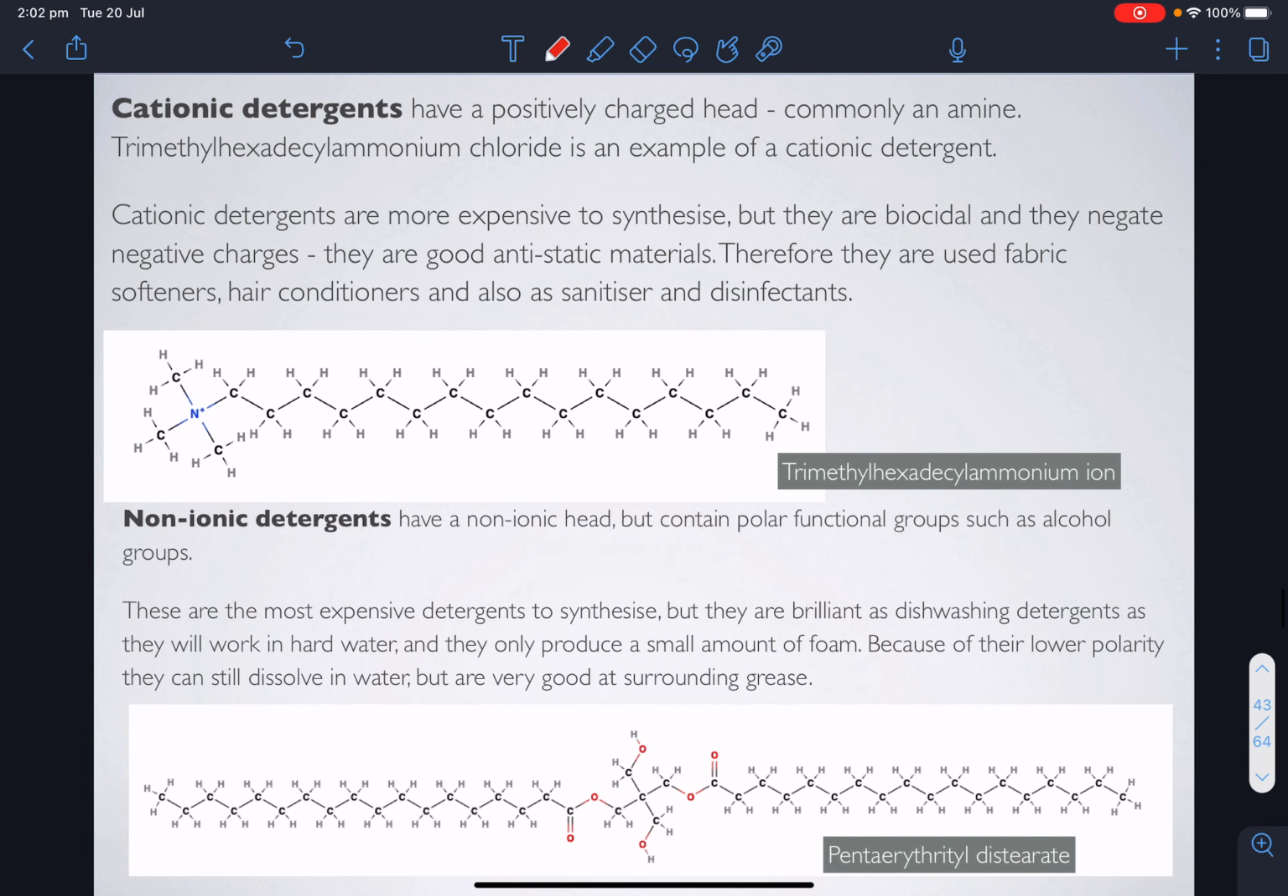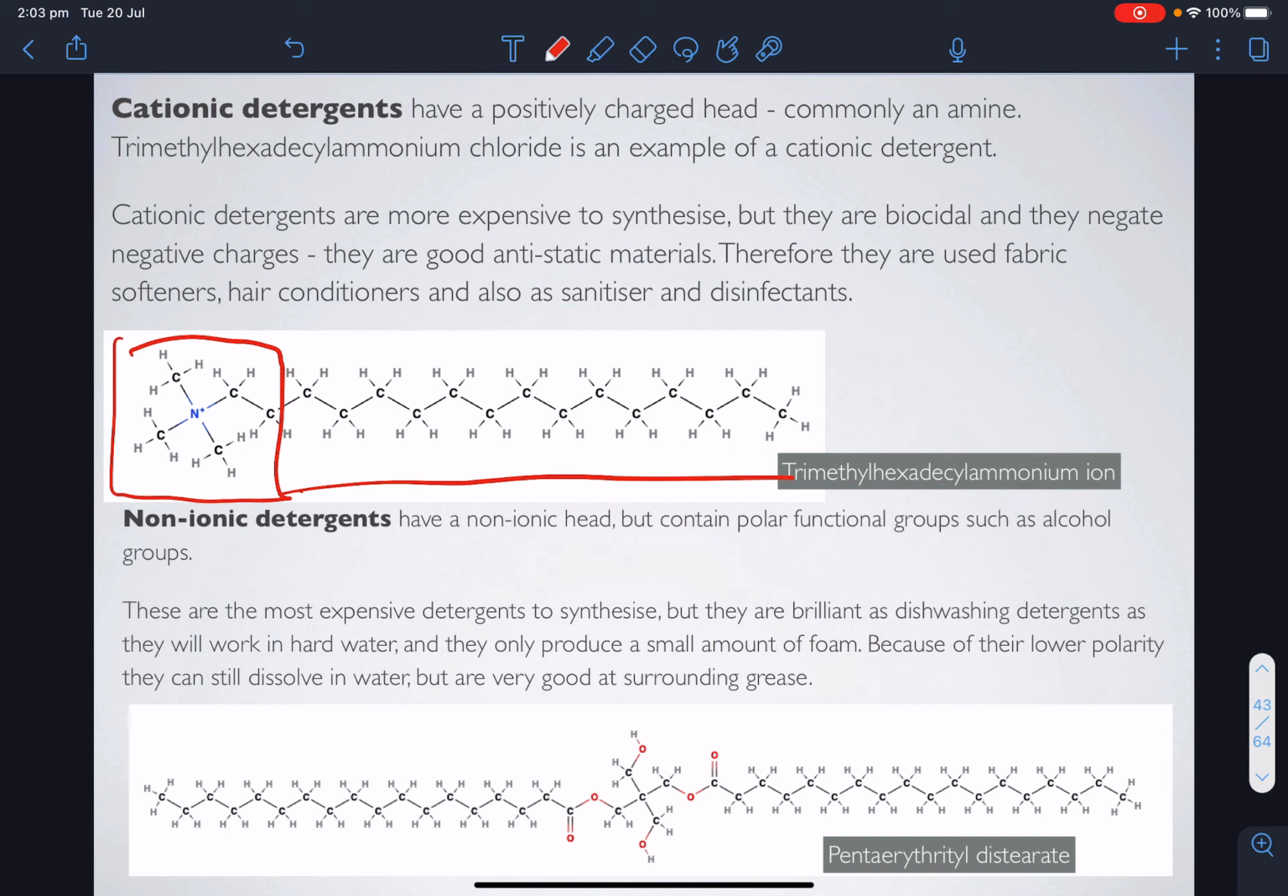Okay, let's contrast it with a cationic detergent. Have a look at my example head here. What have we got? We've got a positive ion, an ammonium head. So cationic detergents have a positively charged head, commonly an amine. Trimethylhexadecyl ammonium chloride is an example of a cationic detergent. That's what we've got here. Hexadecyl, so 16 carbons long for the tail, and methyl groups around the ammonium head there.